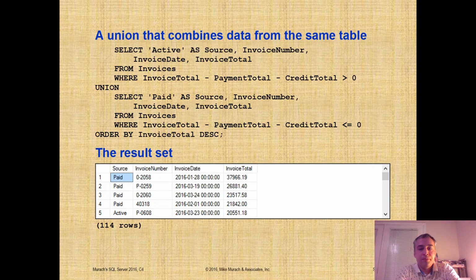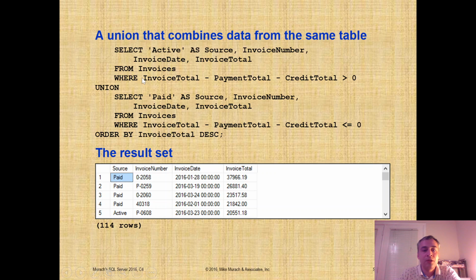Union can combine data from the same table, so we are again creating some column source, and we are defining what is active here explicitly, where invoice total minus payment total minus credit total. Remember how it's called, balance due. We had a bunch of examples with it.